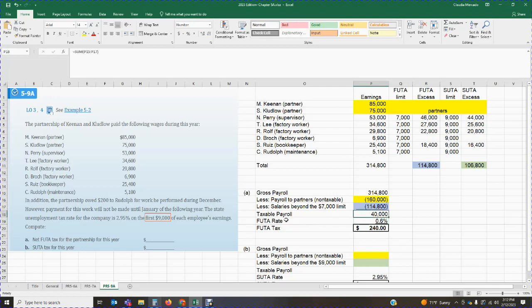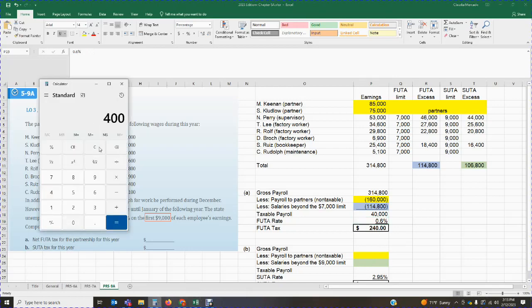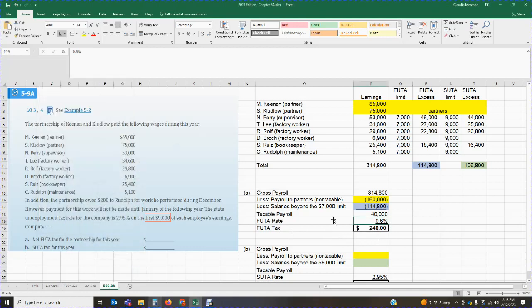I'm going to multiply that by my FUTA rate. Remember, your FUTA rate is 0.6%. So we get our 40,000 times 0.6%, and that will give me a tax of $240. That represents my FUTA tax. This is for the administration of the federal and state unemployment programs. That is requirement A.